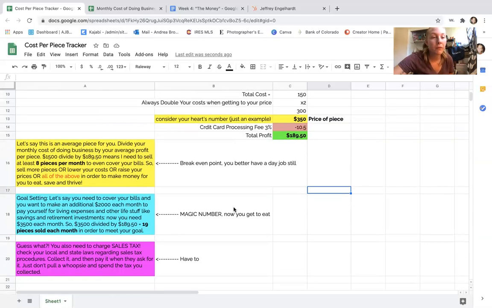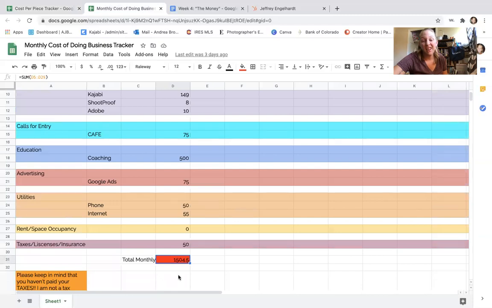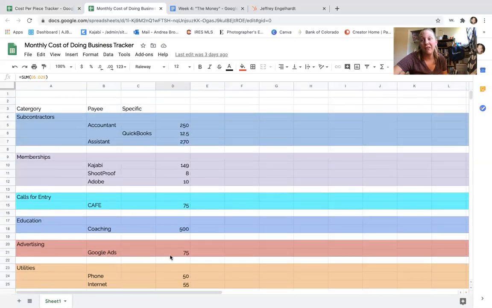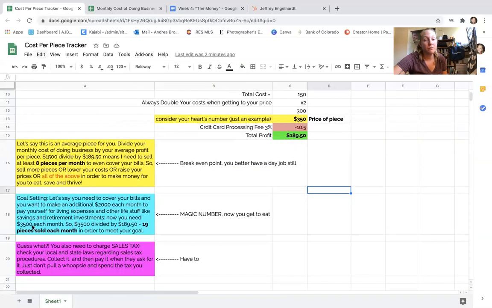Speaking of eating, let's say you need to cover those bills, that $1,500 a month that we came up with from your monthly cost of doing business. It costs $1,500 a month just to have a business. Good God. But you want an additional $2,000 to pay things like your credit card bills, your student loan debts. You need to eat. You have a car payment. You have a cable bill. You need whatever, Netflix, whatever it is.